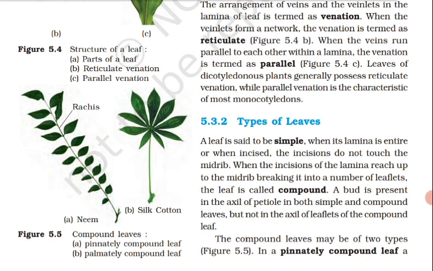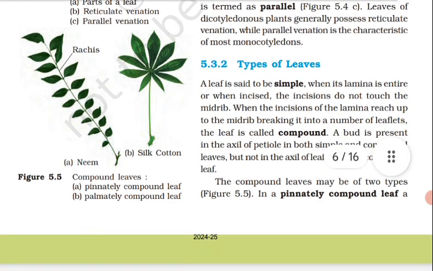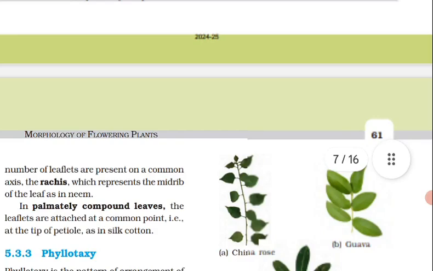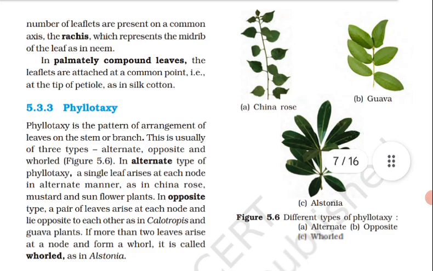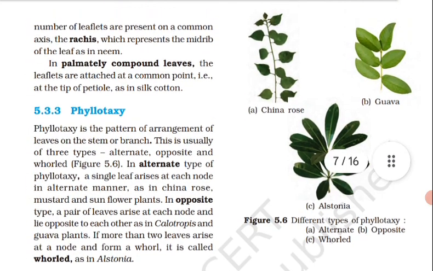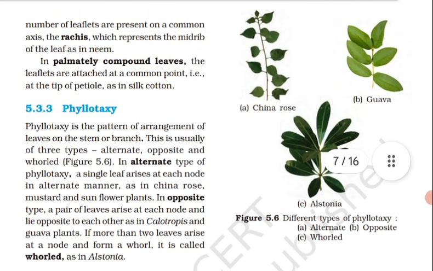In symmetry, the flower may be actinomorphic, radial symmetry, or zygomorphic, bilateral symmetry. When a flower can be divided into two equal radial halves in any radial plane passing through the center, it is said to be actinomorphic. Examples are mustard, datura, chili. When it can be divided into two similar halves only in one particular vertical plane, it is zygomorphic. Examples are pea, gulmohar, Cassia.